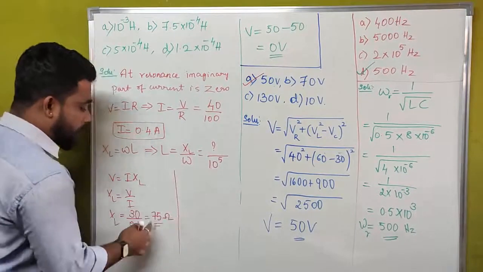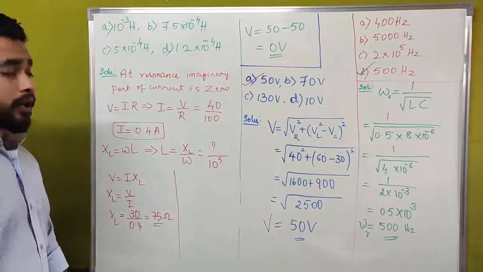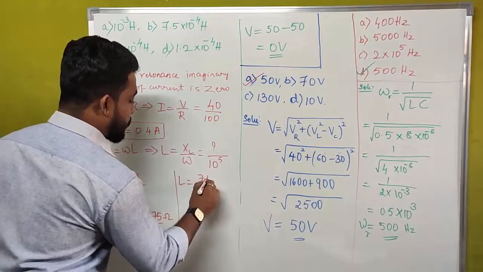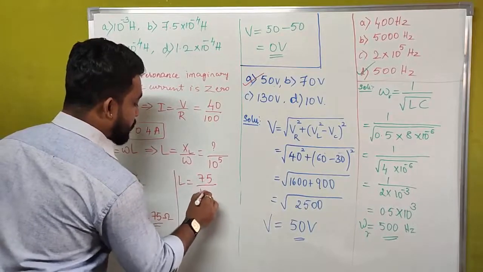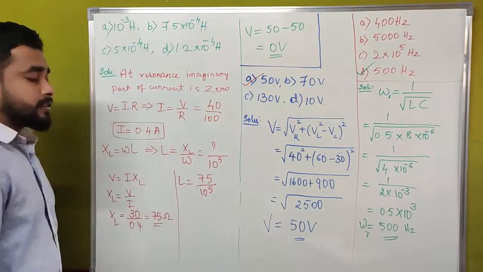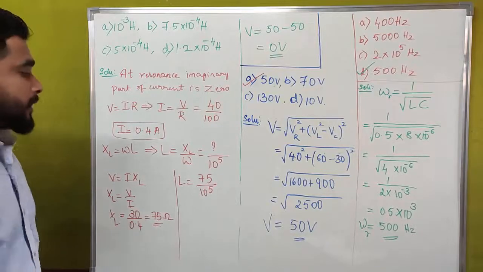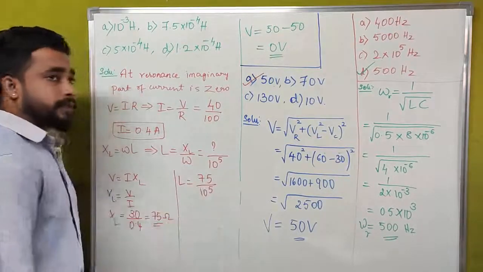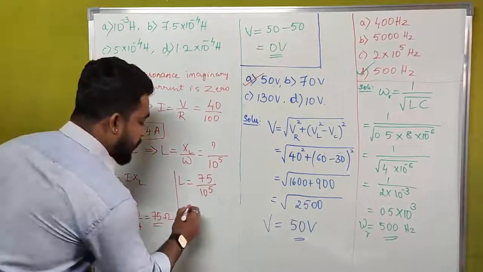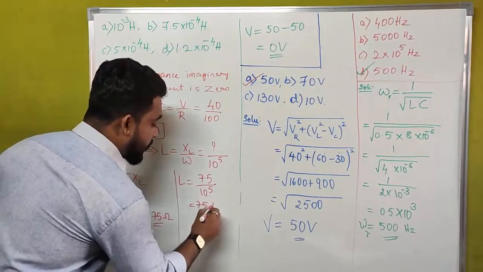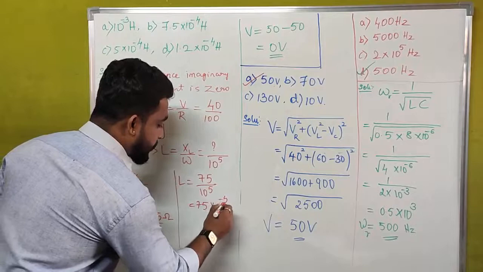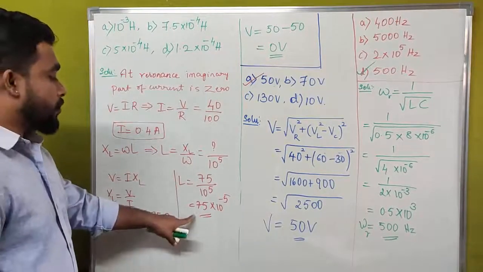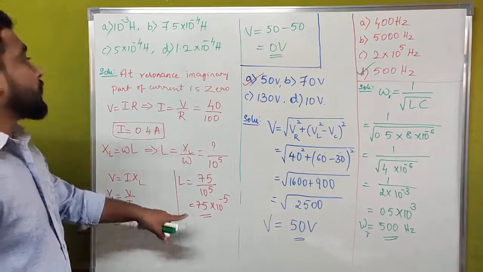If we substitute the value of 75 here, what we will get? L is equal to 75 divided by 10 to the power of 5. If we send this 10 to the power of plus 5 to the numerator, it will become 75 into 10 to the power of minus 5. This is our answer.